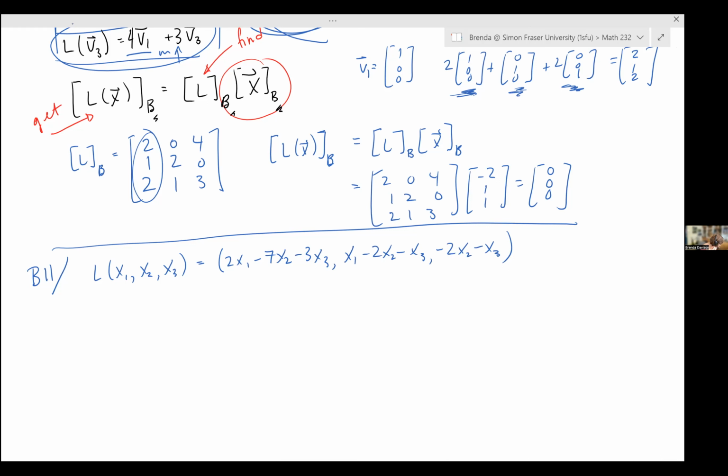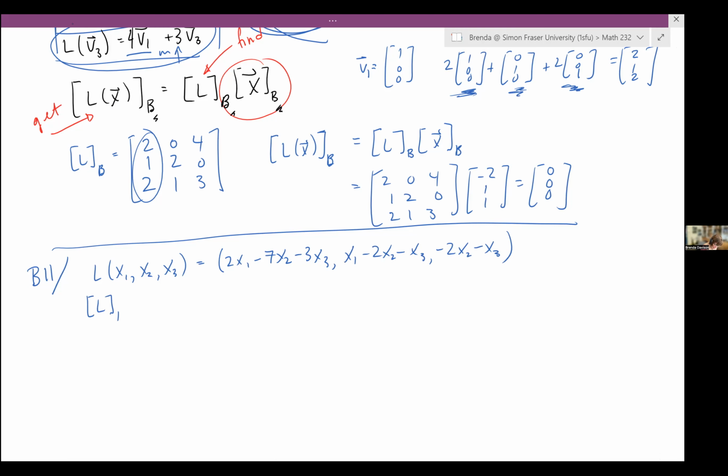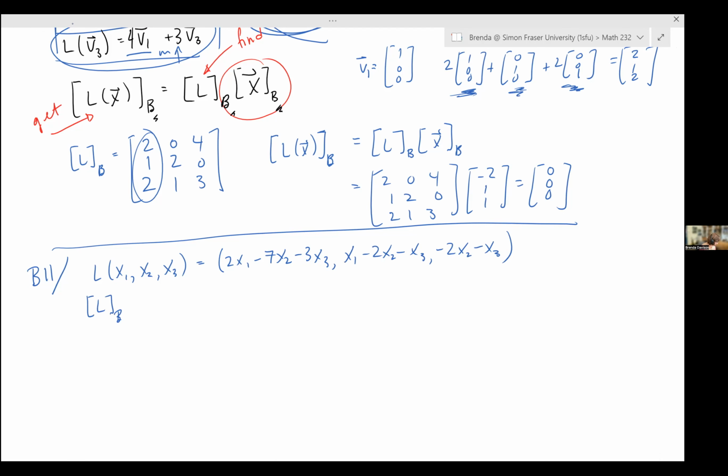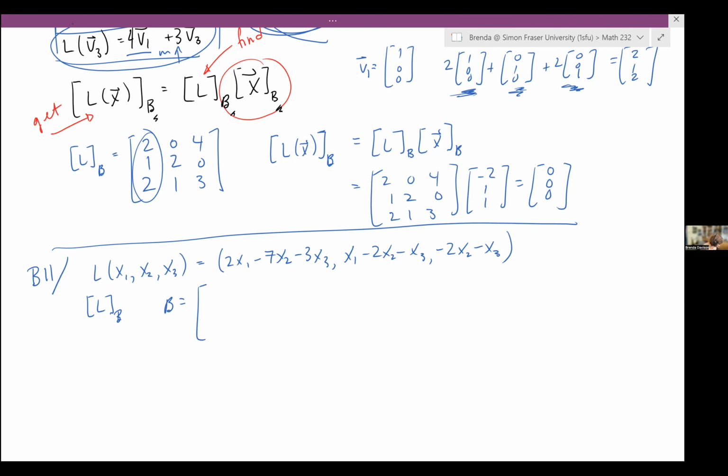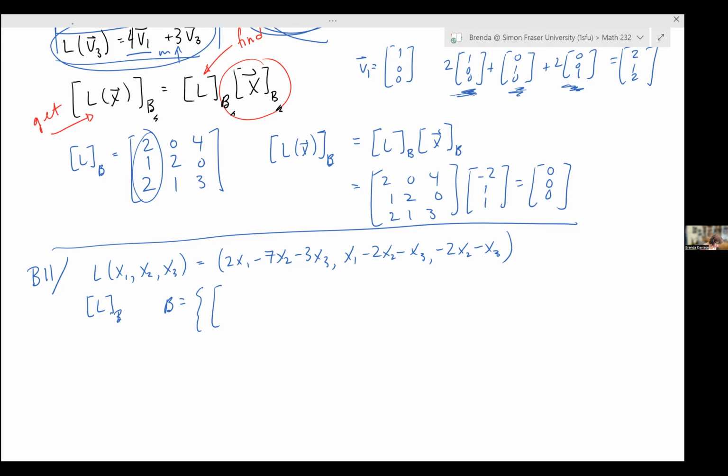Our goal is going to be to provide the matrix of the linear transformation L with respect to the basis B, and we need to know what that is, and it is this. So here are the basis vectors: 3 vectors, linearly independent, forming a basis for R3.